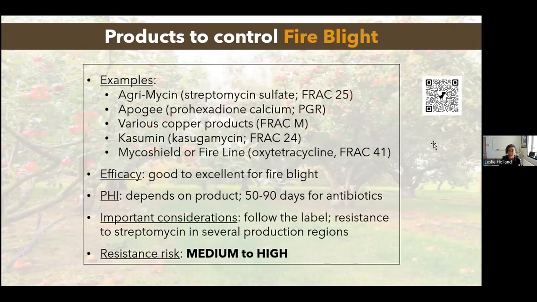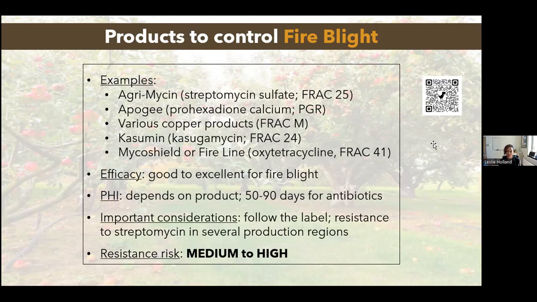The final category here I'm going to cover in our chemistries, before we start talking about actually putting this together and planning a fungicide program, are going to be the products that control fire blight specifically. As I mentioned, this is a bacterial pathogen, so the chemistries that we have available are going to be quite different than those we see for fungal diseases. So examples of this are Agrimycin, which is streptomycin sulfate, Apogee, which is a plant growth regulator, various copper products, Kasumin, which is also an antibiotic, as well as Mycoshield or Fireline. These again are manufacturer names for these different products. And that's also an antibiotic, and they span different FRAC groups as well.